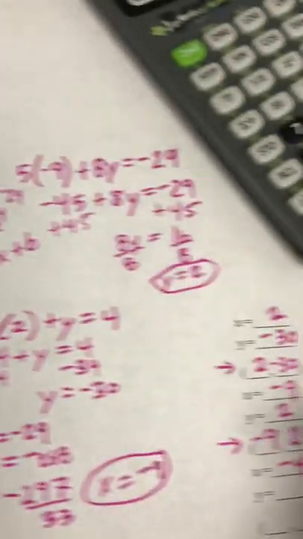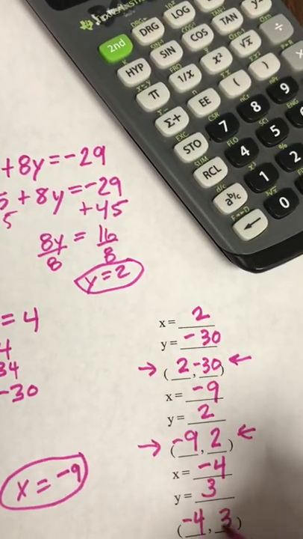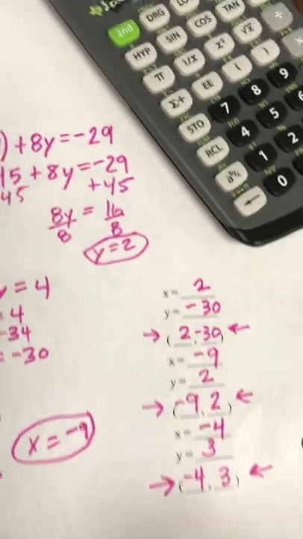Okay, so x was negative 4 and y is 3, and hopefully that matches what you got when you worked the problem out on your own.